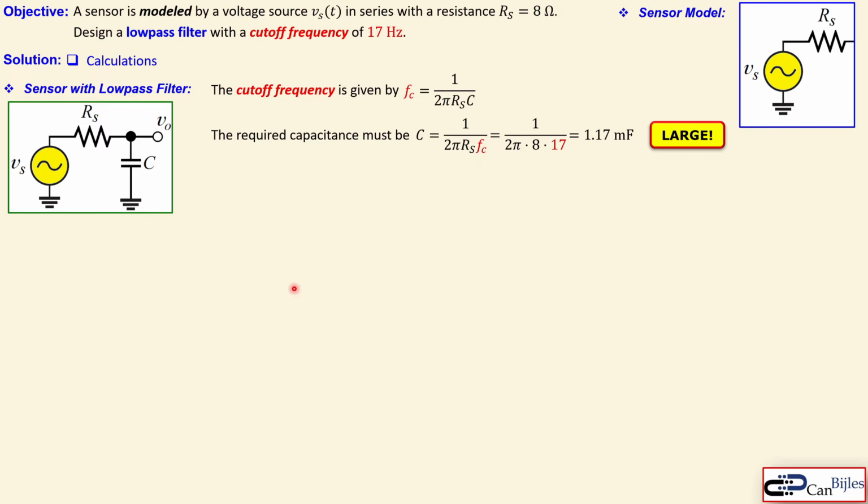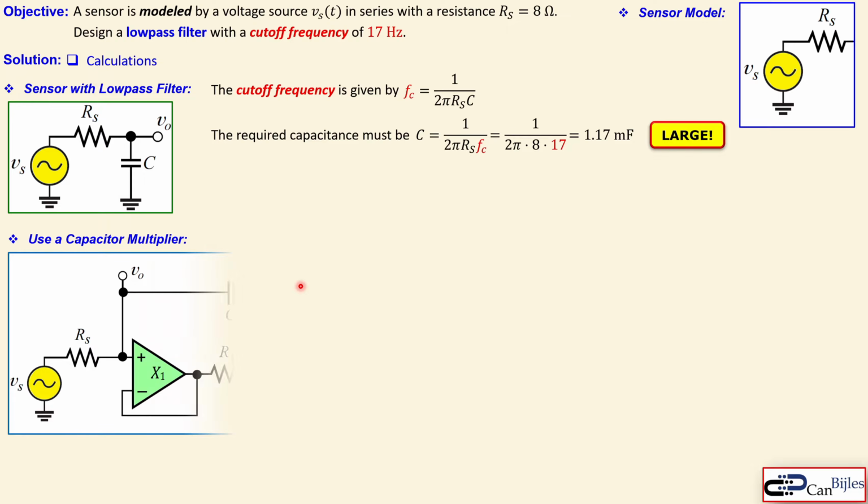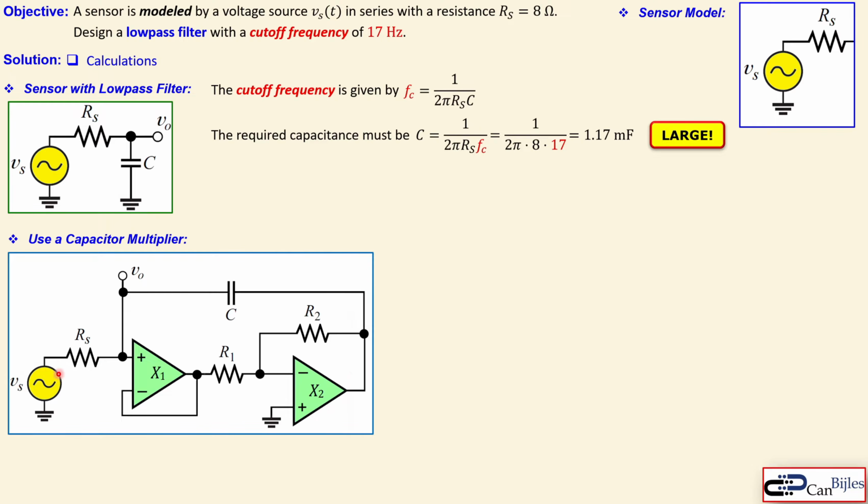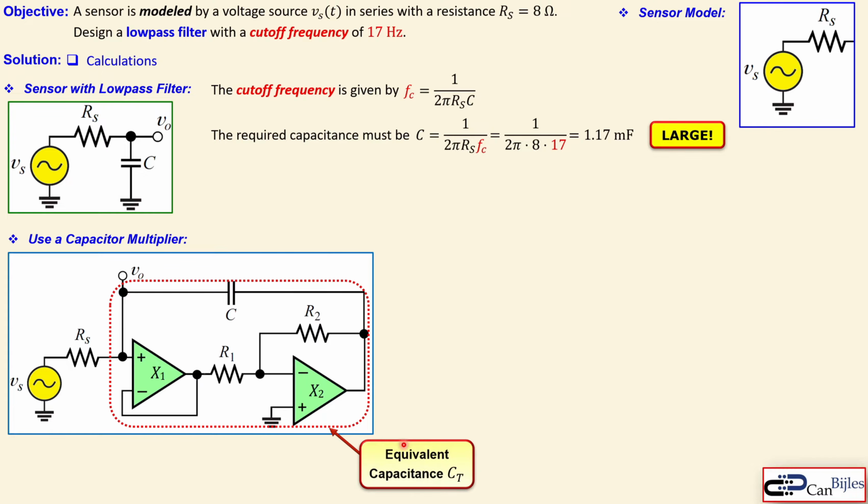So how do we do that? Indeed, we can now use our capacitor multiplier circuit. So we can use this circuit. You see here again the sensor and its source resistor. And here we see the circuit we have discussed earlier, and that is the complete equivalent circuit of the capacitor CT. And that CT was related to that capacitor C, which should be then pretty small, by this ratio.